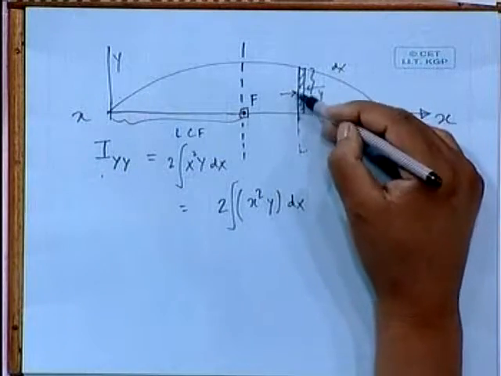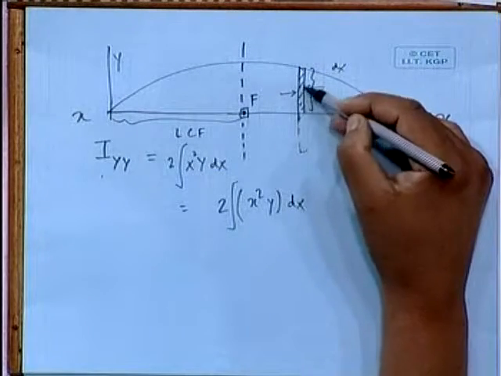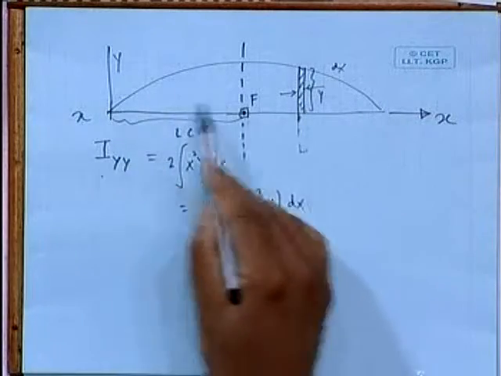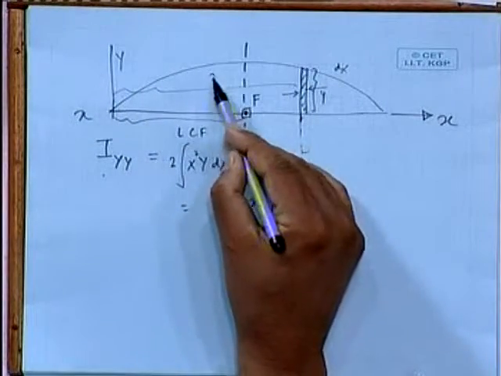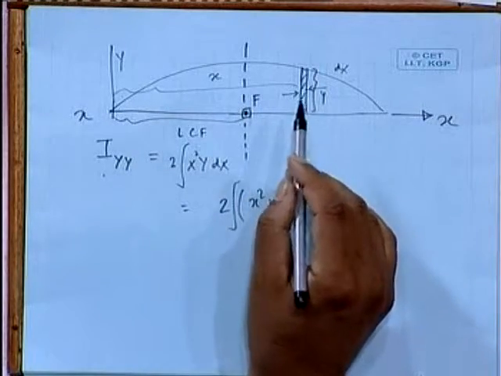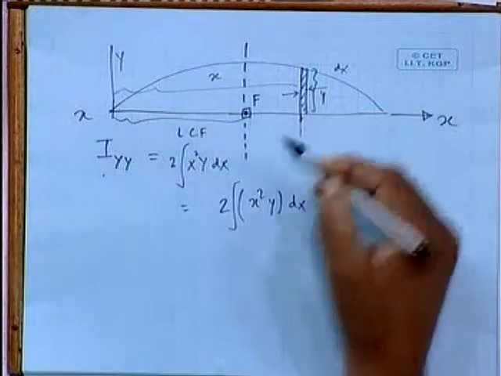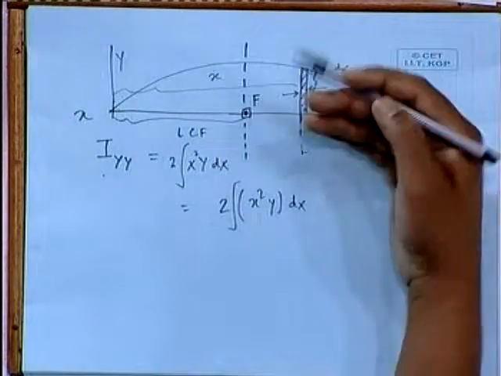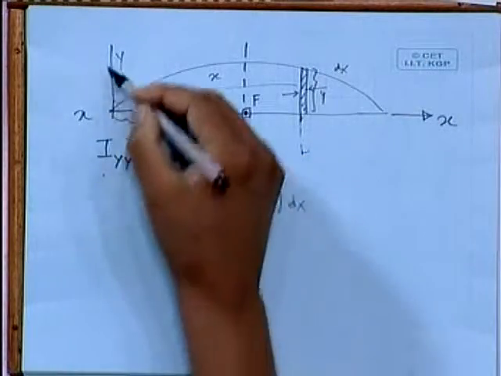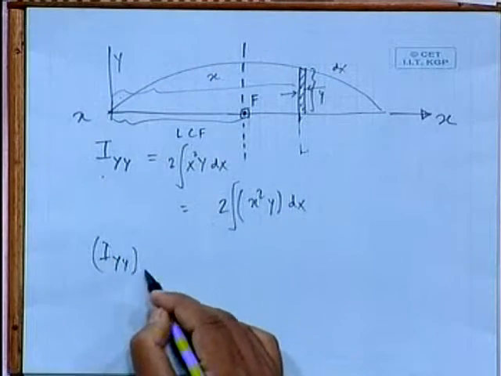Again, see, moment of inertia is area into distance square. The area is here y dx into distance is x. This is my x. X square. No, not twice x square. But my area is actually 2y dx. So that's why there is a 2 here because it is symmetric. It is both sides there. But this is Iyy about this line. And I then want Iyy through F.